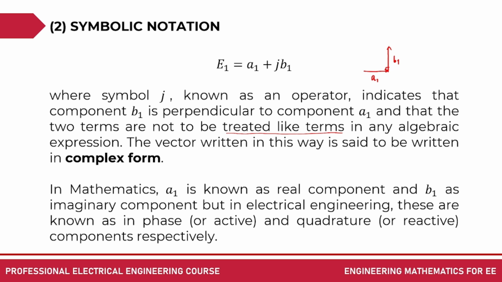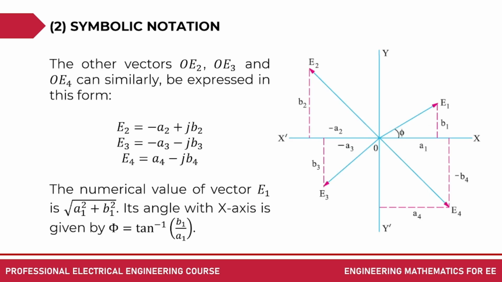In mathematics, A sub 1 is known as the real component and B sub 1 as the imaginary component. But in electrical engineering, as you'll understand more in electrical circuits, these are known as the in-phase or active and quadrature or reactive components. Okay? That's it. Now what's in it about the j?